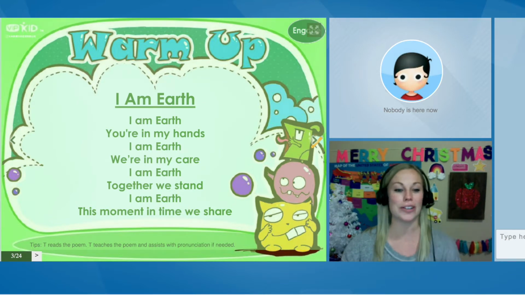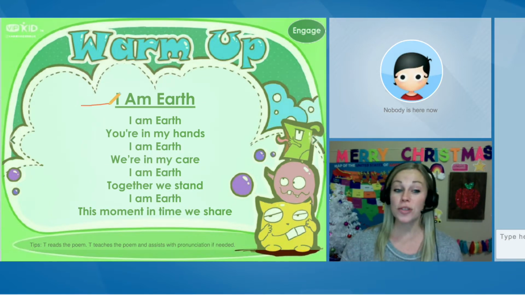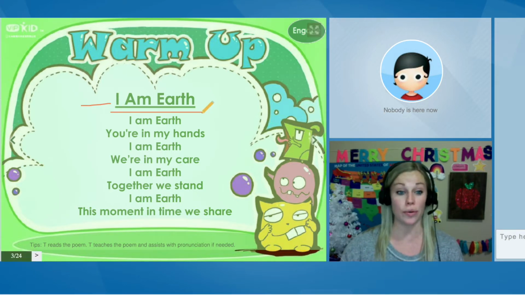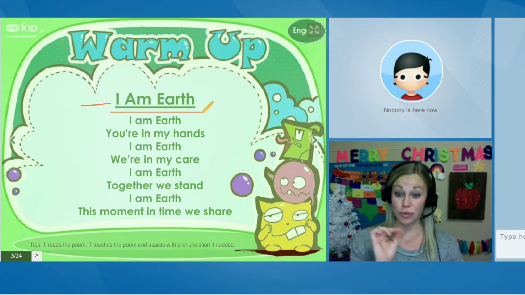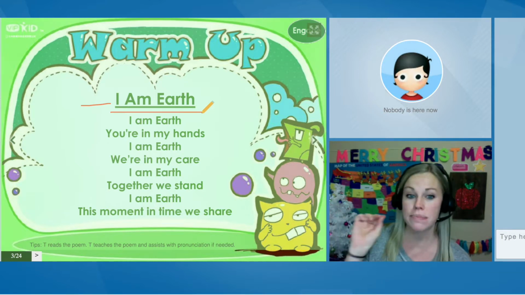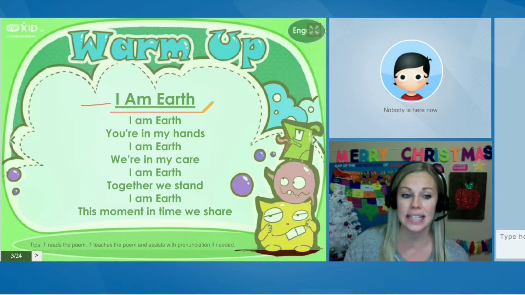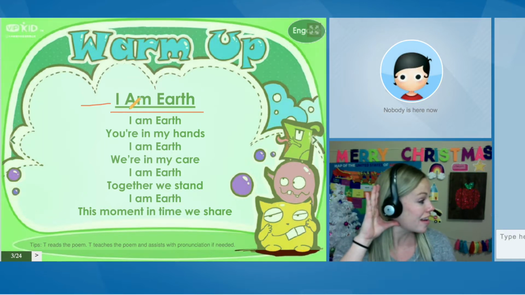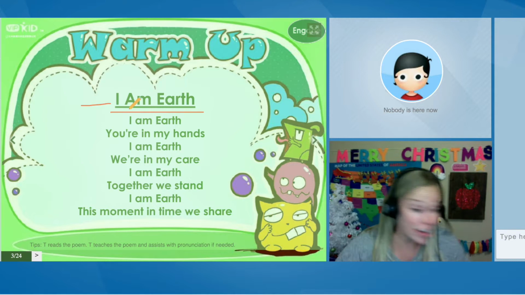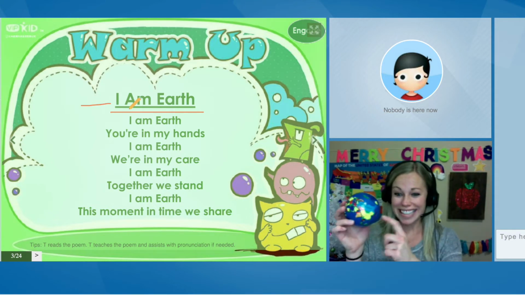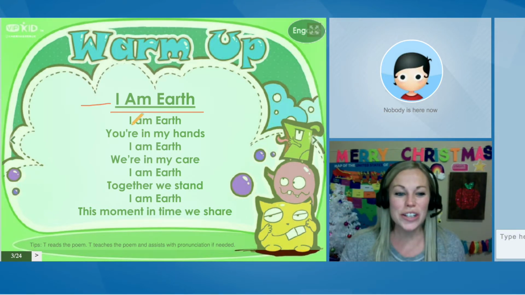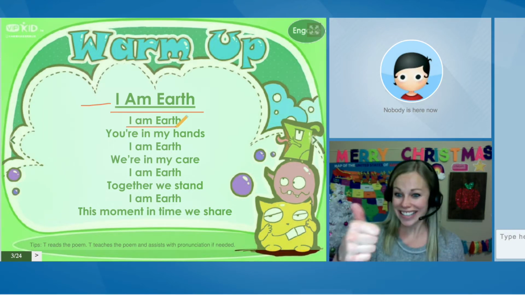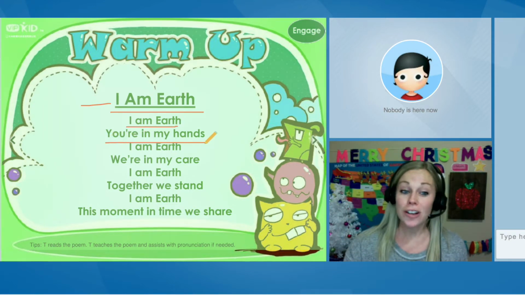The very first warm-up is a poem. So I always underline and go through. I usually have the student read. There's a ton of student output because they can read. It's very easy to get your student output up. I am Earth. Earth, look. Earth. Yes. Can you read? Good. Now I'm underlining their reading.